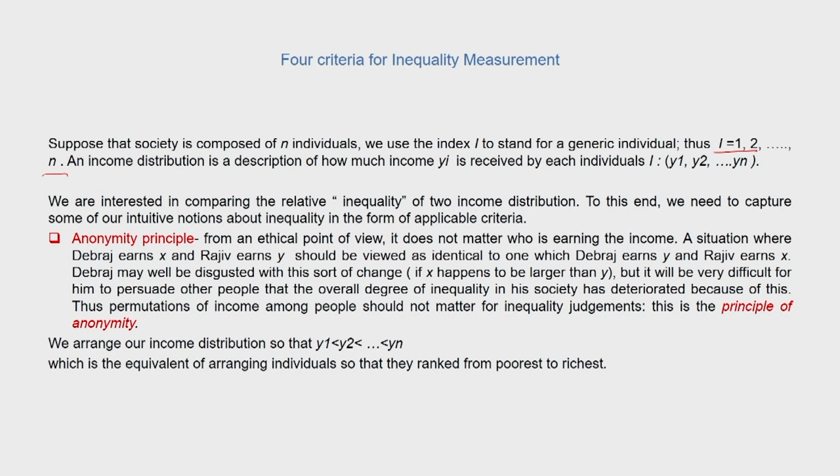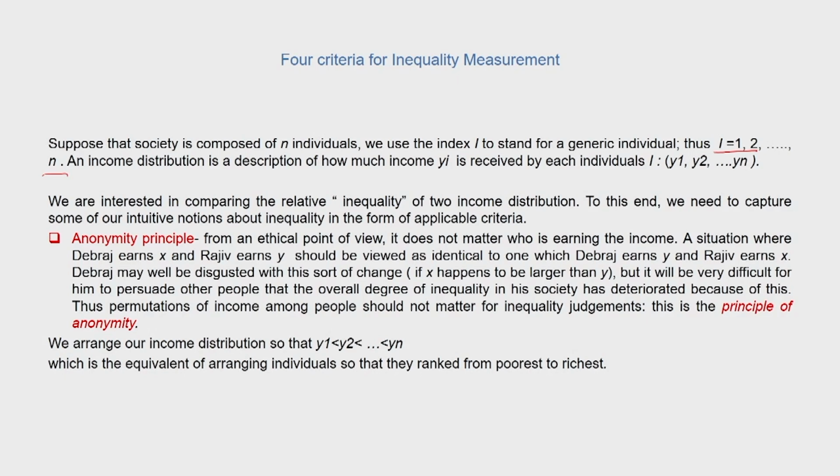And one of the first principles is the anonymity principle that we had discussed in lecture 12. Now, what does this mean? From an ethical point of view, it basically says that it does not matter who is earning the income. When we are coming up with an inequality index based upon the anonymity principle, we are basically looking at the overall inequality in a country, and it does not matter to us which individual is earning how much income, as long as we are able to order the individuals in terms of their levels of incomes. So from an ethical point of view, it does not matter who is earning the income.